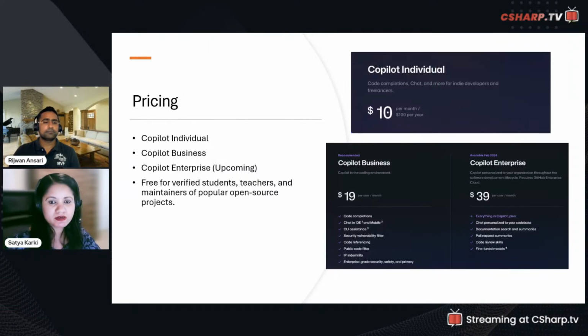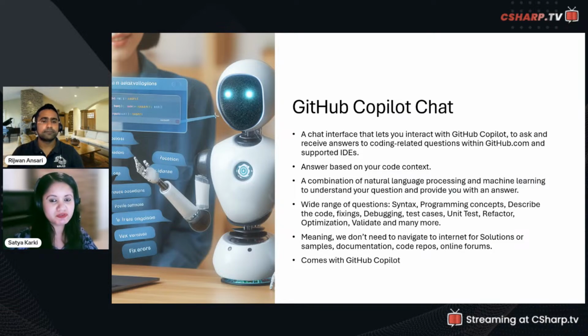Now let's come to the pricing. GitHub Copilot we can use for individuals, for businesses, and for enterprise organizations. For individual use, it costs $10 per month per user, and for Copilot for Business, it costs $19 per user per month. For Copilot Enterprise, it's upcoming, and it will cost $39 per user per month. Next, for verified students, teachers, and the maintainers of popular open source projects, GitHub Copilot is free. So if you are a student or teacher, or you maintain popular open source projects, then GitHub Copilot is free to use.